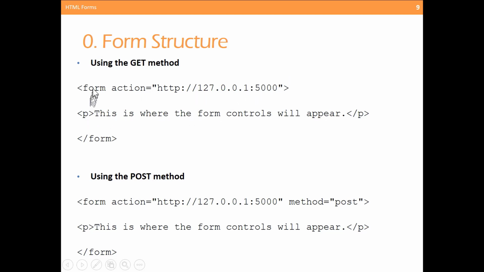In between the start and the end of the form tag, this is where you put all your form controls. So for the GET method, by default, if you don't specify the method, it is a GET method. Whereas if you want to use a POST method, you will have to say method equal to post.